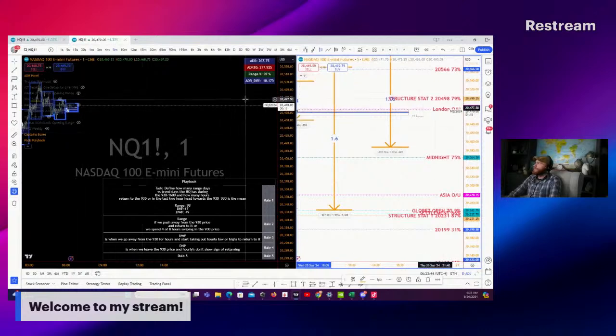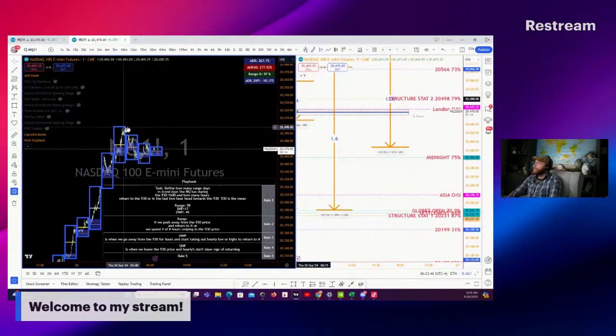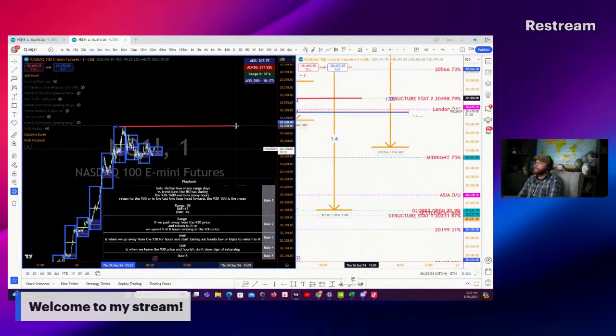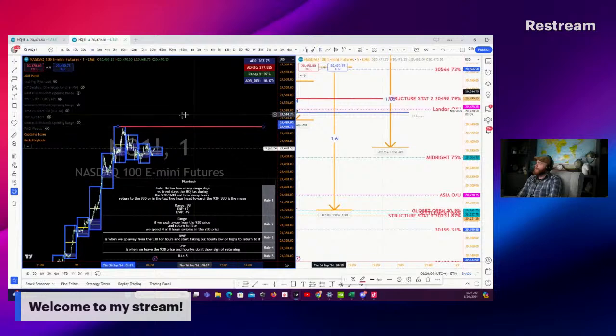So right here is structure stat 1, right? And we know that structure stat 1 has a 79% probability. Oh, now you want to work. Now we want to draw on the screen. Now we'll say that has a 79%.